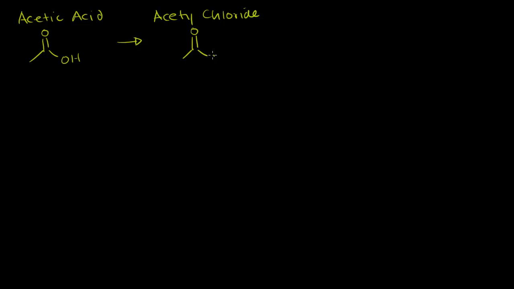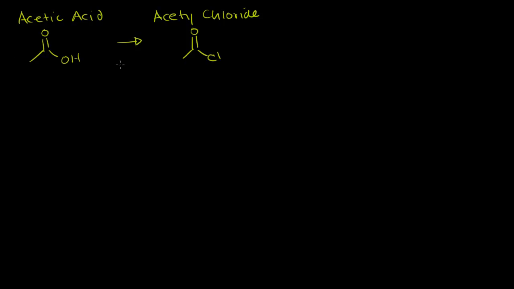In this video, we're going to explore how we can start with acetic acid, and acetic acid looks like this. How we can start with acetic acid and end up with acetyl chloride. Acetyl chloride looks like this. And it's going to be done in the presence of thionyl chloride.